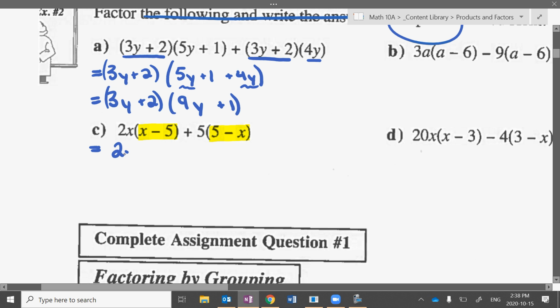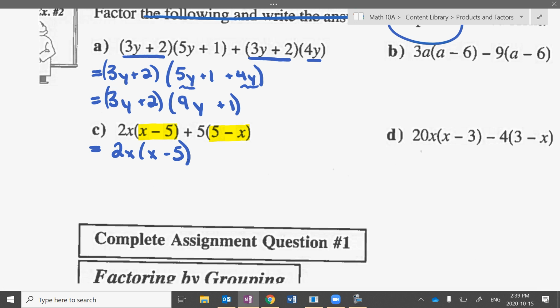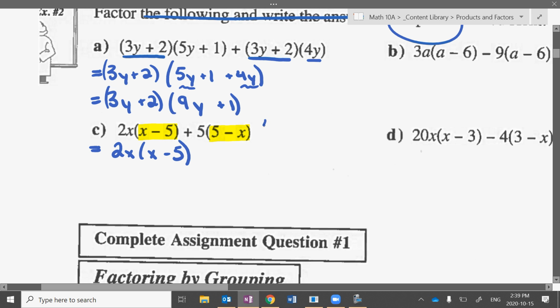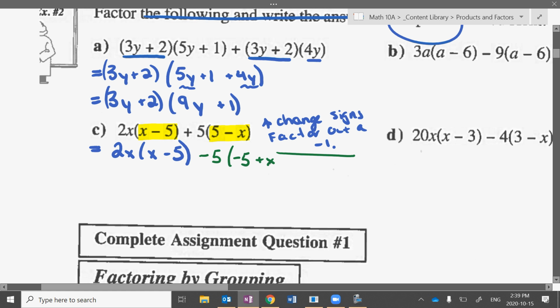So our first line, I'm just going to rewrite this first piece. It doesn't matter which one you do. Generally speaking, it's always like x minus something, x plus something, variable first, and I like keeping it like that. So what you do is change your signs. We do that by factoring out a negative 1. When we do that, this is going to become minus 5, and then negative 5 plus x.